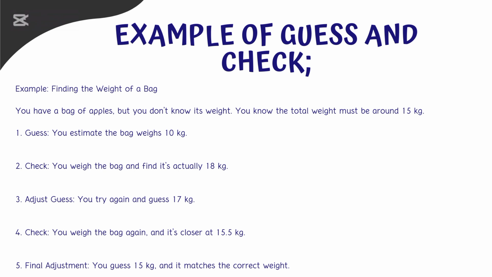You have a bag of apples but you don't know its weight. You know the total weight must be around 15 kilograms. Number 1, guess. You estimate the bag weighs 10 kilograms. Number 2, check. You weigh the bag and find it's actually 18 kilograms. Adjust guess, you try it again and get 17 kilograms, and then you check again and you see that the weight of the bag is closer to 15.5 kilograms. And the final adjustment is you guess 15 kilograms and it matches the correct weight.